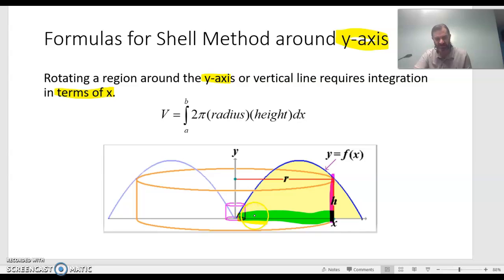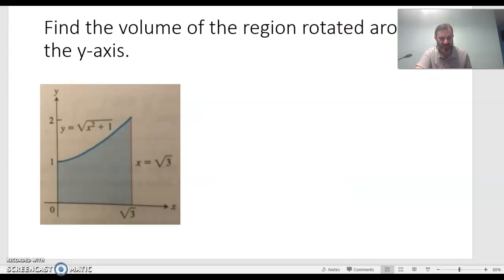So basically, like we said, we want 2 pi rh, so we need a radius for our cylinder, and we need a height for it. And we want everything to be in terms of x when we're done here. So that's what we're going to focus on. We still got our endpoints, but they'll be in terms of x if we're going around the y-axis. So let's try and see what happens here in an example.